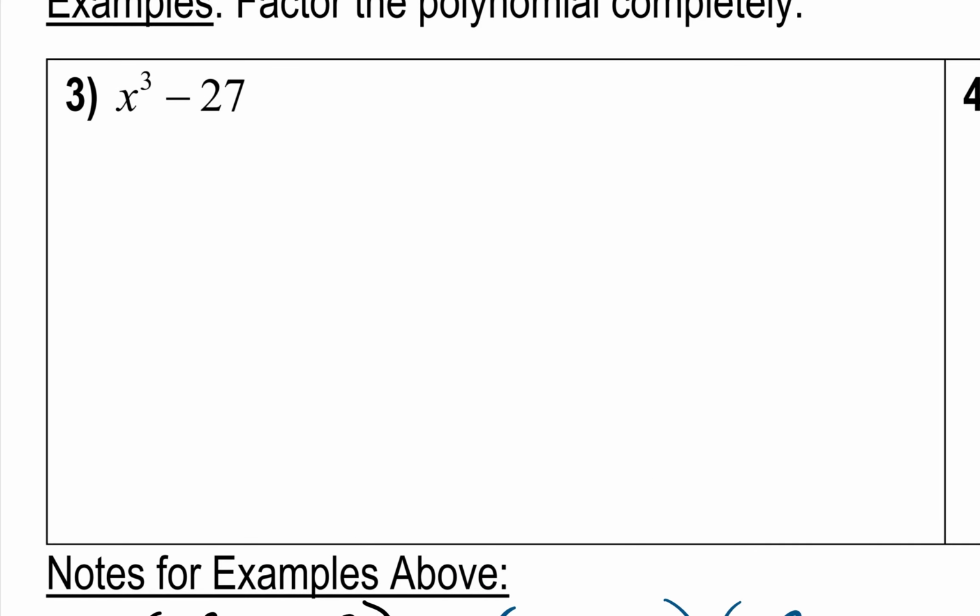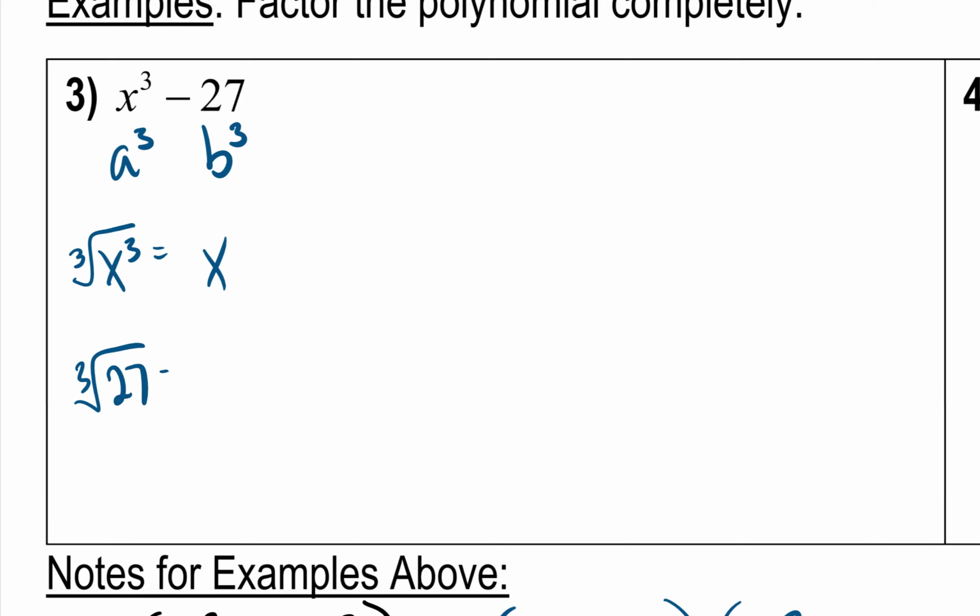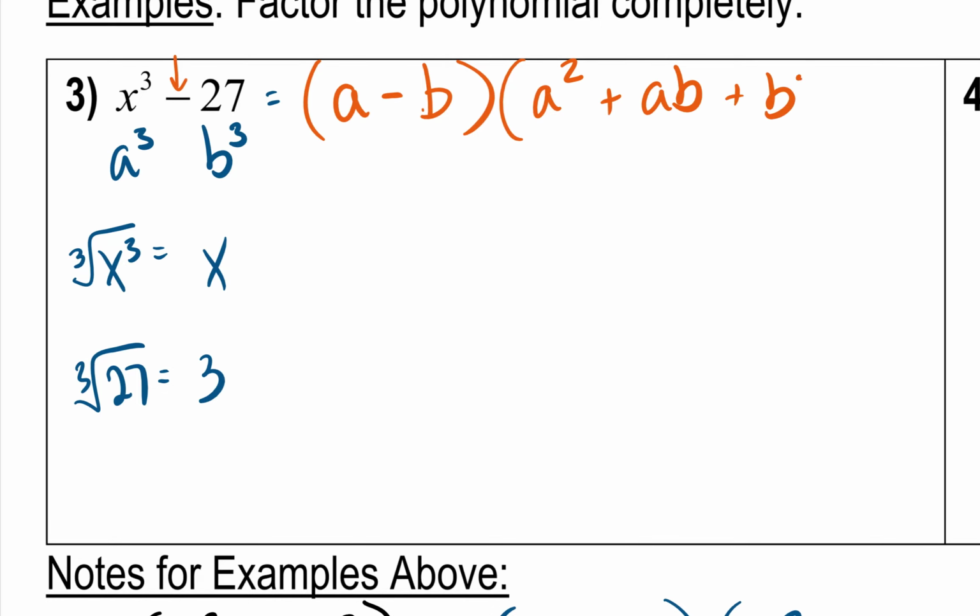So let's do the same thing. I already know this is a cubed and this is b cubed because I did this a minute ago. Cube root is x, and then the cube root of this one, 27, is 3. So if you want, you can write the formula a minus b, because I have a minus right here. Then I square, I multiply, and I square. And I go minus plus plus. That's the only difference.